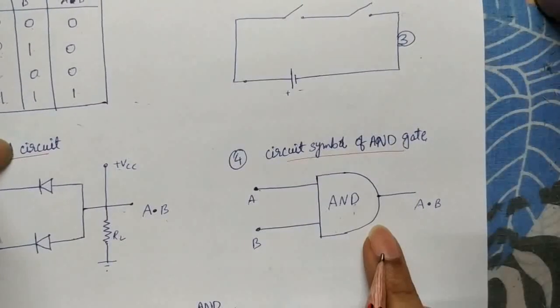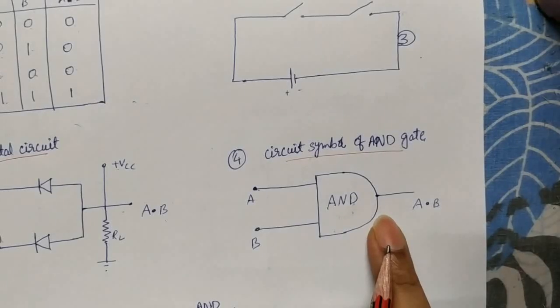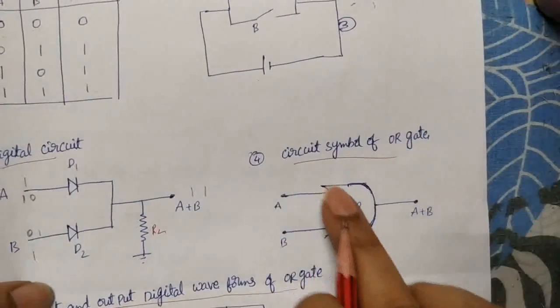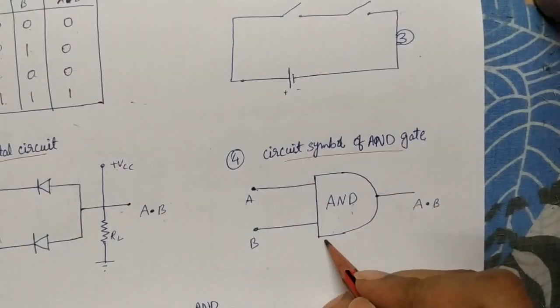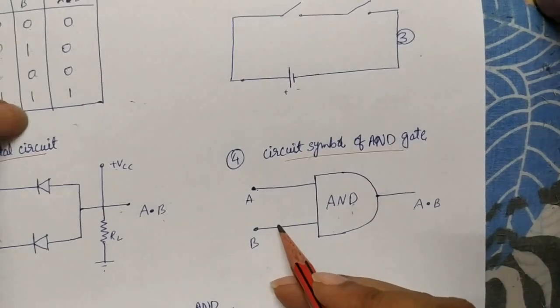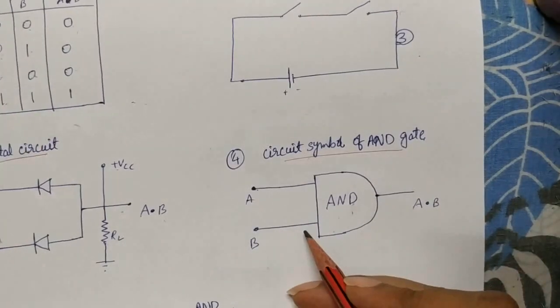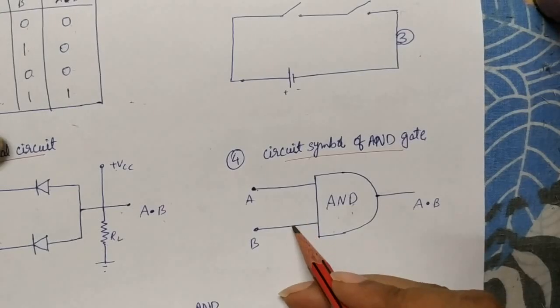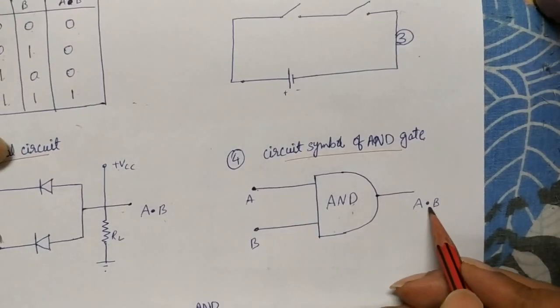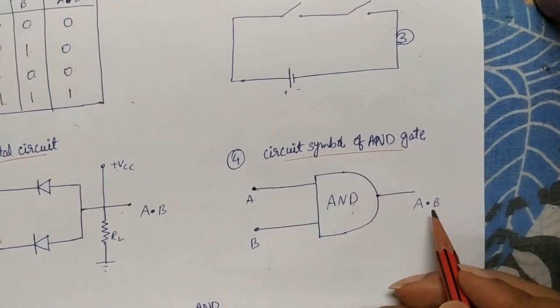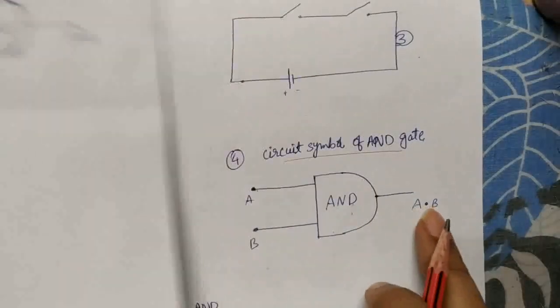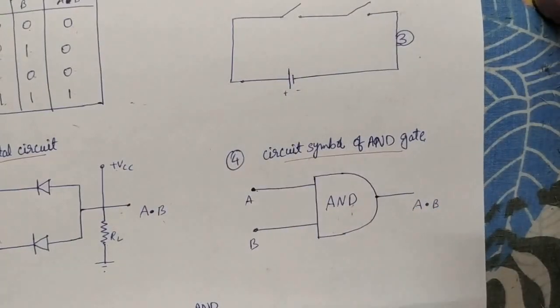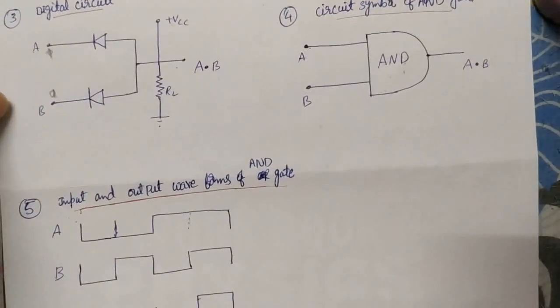This is the circuit symbol of the AND gate. For the OR gate, you see it is a curved line. Here you get a flat line like this. Generally an AND gate can have any number of inputs, but to discuss the general concept we are taking 2 inputs and 1 output, which is represented with a dot. There it was represented with plus, here a dot. And input and output waveforms.